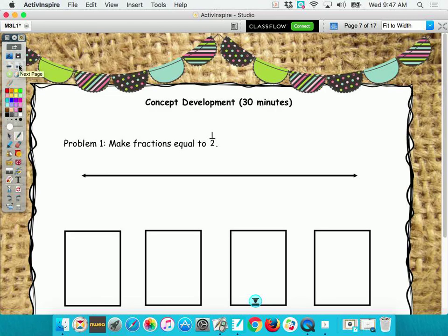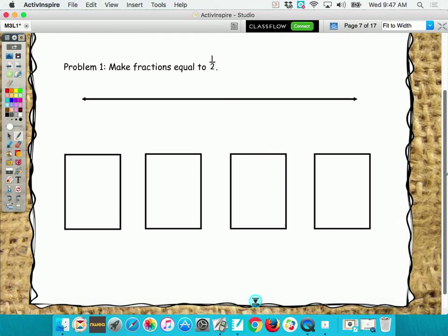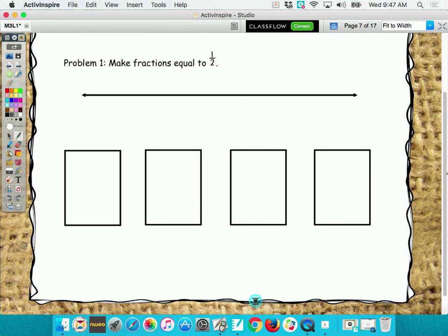This is when it gets interesting and fun. Okay, I'm going to give you a little bit of a review. In fact, this part of the lesson is a review from 4th grade. You may or may not remember it. Okay? So I need your attention where on this paper? On problem 1. It says make fractions equal to 1/2. Now I'm going to write a word here. You don't have to write it.